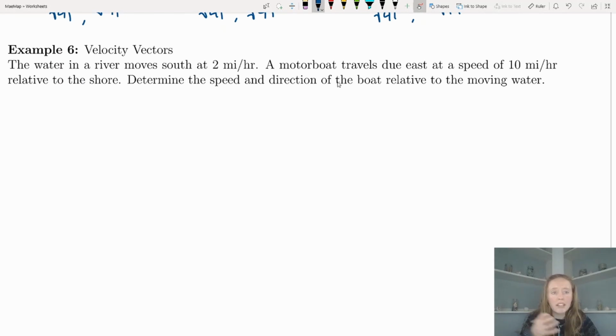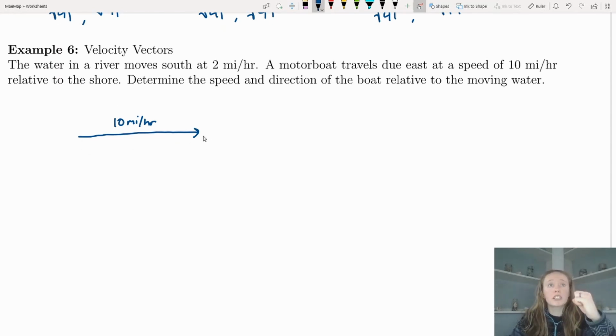If we pick this problem apart, I'll take north as a positive y, south as a negative y, east as a positive x, and west as a negative x. Drawing this, a motorboat traveling due east at 10 miles per hour is a vector in the x direction, so the magnitude or length of that vector is 10. And that's relative to the shore.